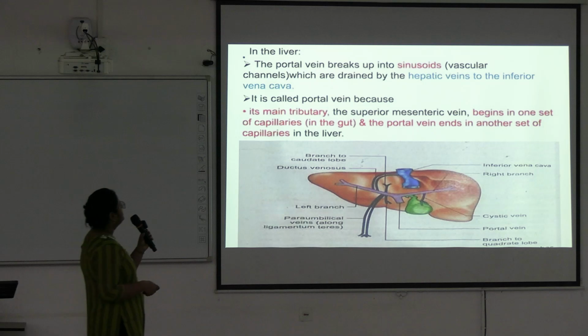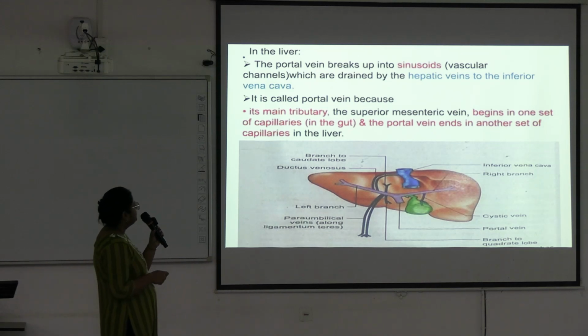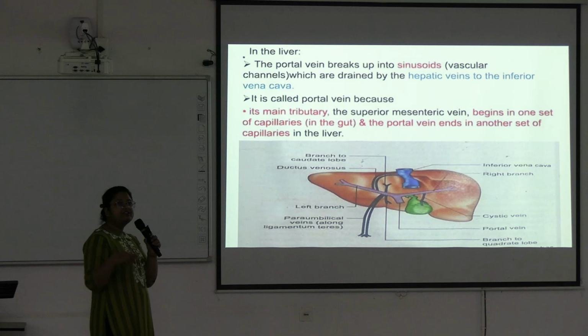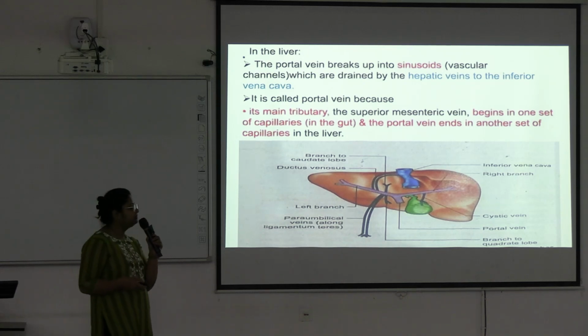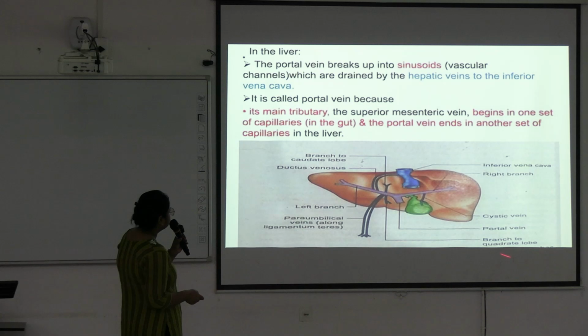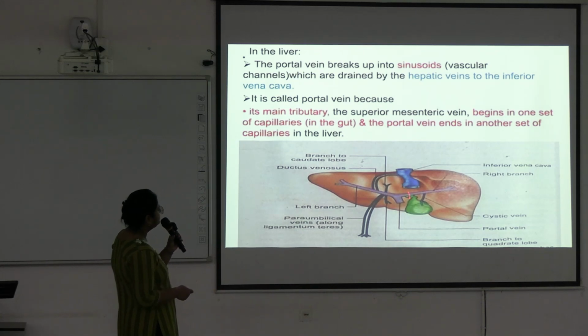So it starts as capillaries in the gut. The main tributary is the superior mesenteric vein, and another is the splenic vein. It ends in the sinusoids of the liver. That's why the name is given portal vein. Here, the portal vein has been shown.